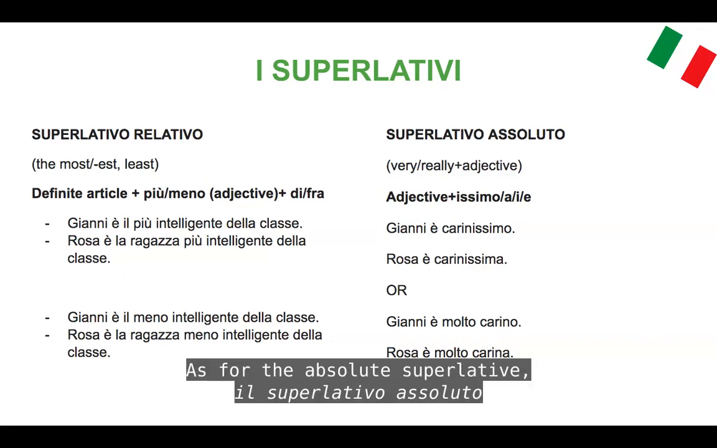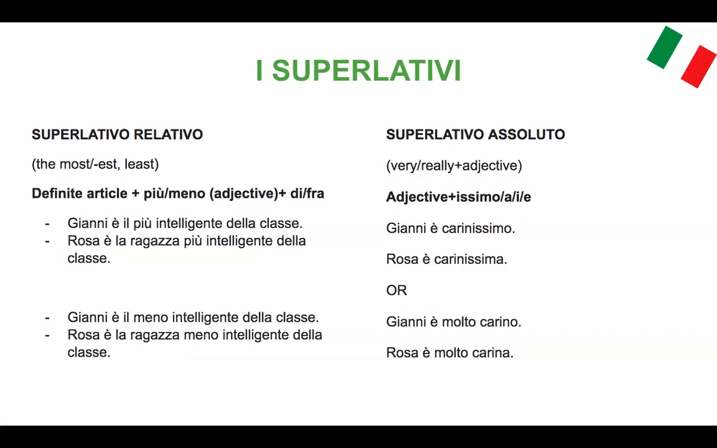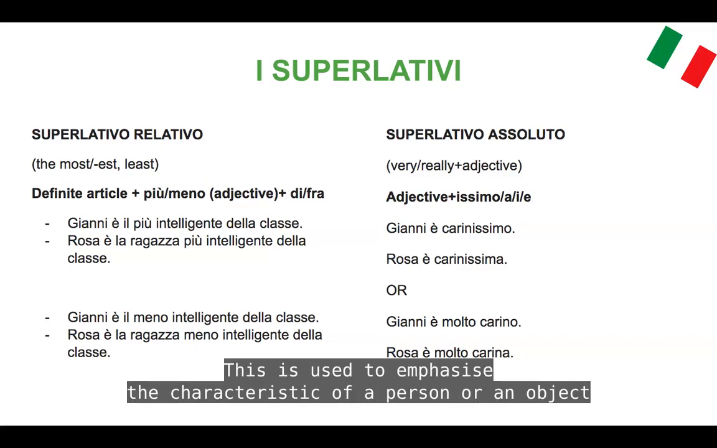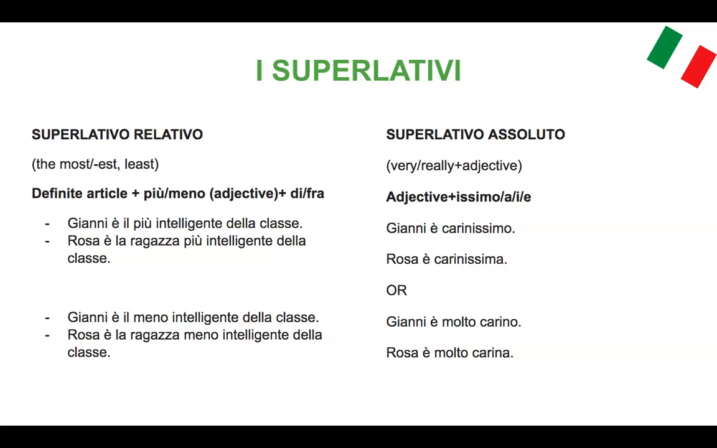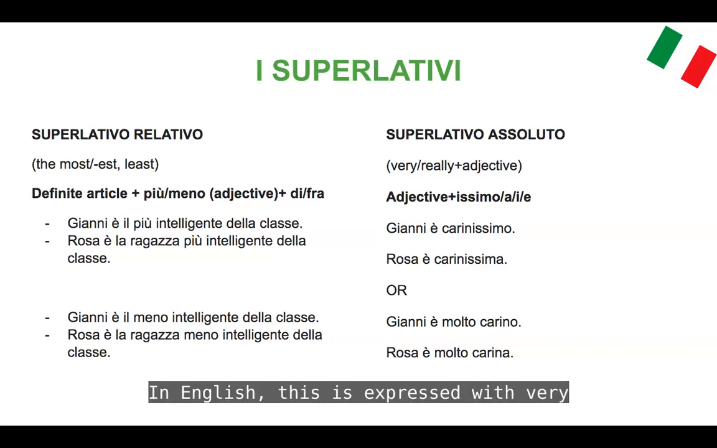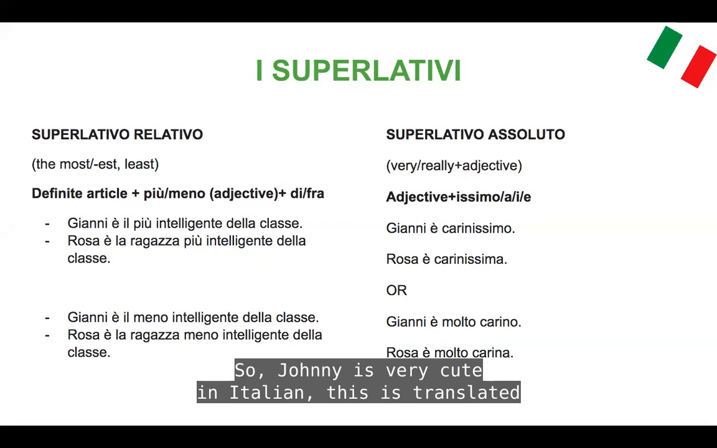As for the absolute superlative, superlativo assoluto, this is used to emphasize the characteristic of a person or an object without making any comparison. In English, this is expressed with very, really, placed before the adjective. So, Gianni is very cute.